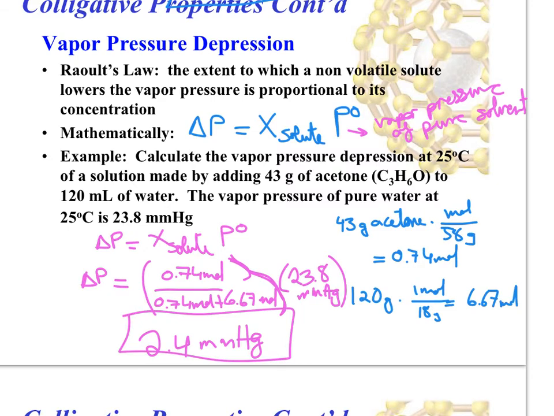So again, what does that mean? That means that the vapor pressure of my solution is 2.4 millimeters of mercury lower than the vapor pressure of just the pure water. So if it asked you, what is the vapor pressure of this solution, you would say, well, this is the initial. This is how much it went down by. So you take this number minus this number, and that's going to give you the vapor pressure of the solution that you have.